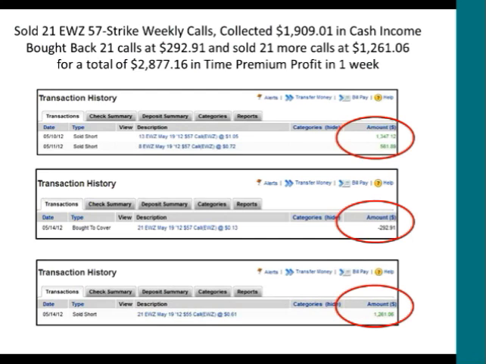So I collected a total of $2,877 because I collected the $1,909, bought back those 21 calls. That cost me $292 to buy them back, and then I sold an additional $1,261 in premium. So over the course of a week, I was able to sell $2,800 in premium.